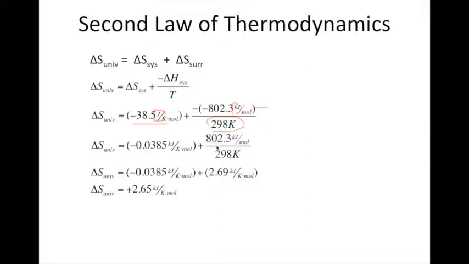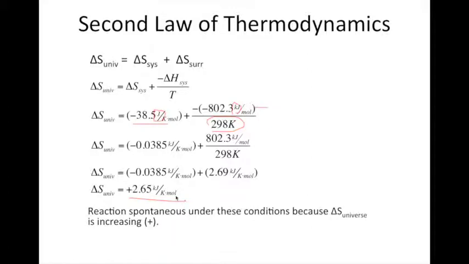And then if we solve, with everything in the correct units, we get the change in entropy of the universe is positive 2.65 kilojoules per Kelvin per mole. So for this reaction, we had a positive change in entropy of the universe. That would tell us that this reaction is spontaneous under these conditions. Now again, you could have put that in joules, that's fine. So the second law of thermodynamics allows us to determine whether a reaction will be spontaneous or not.